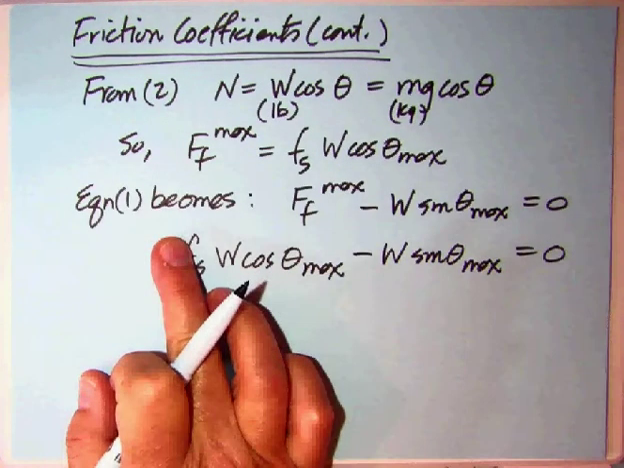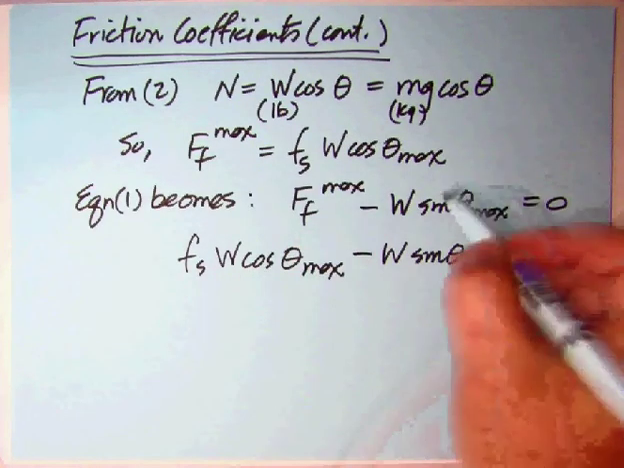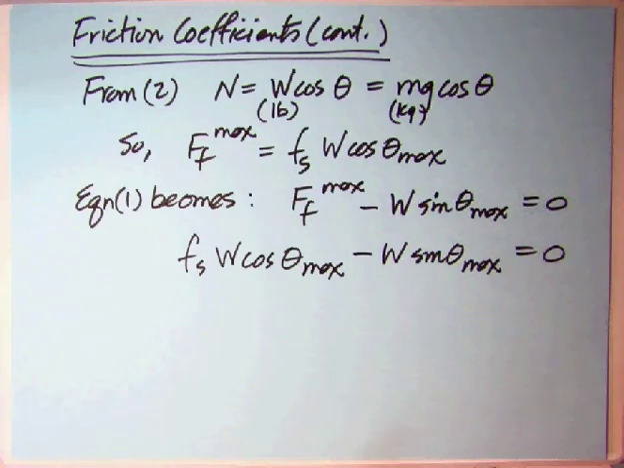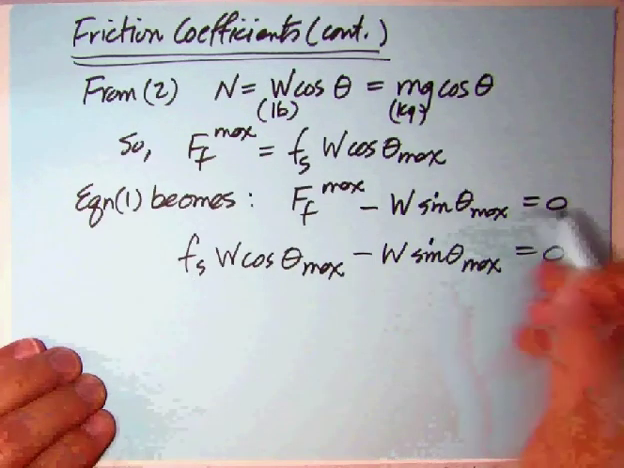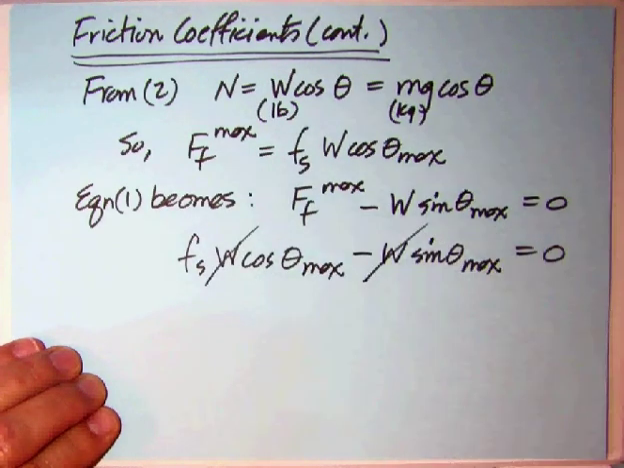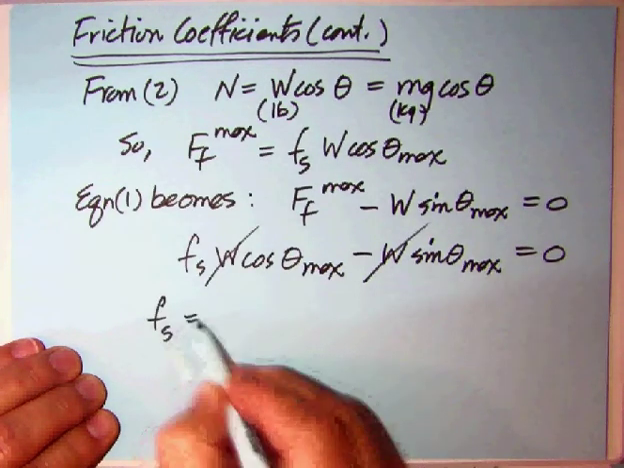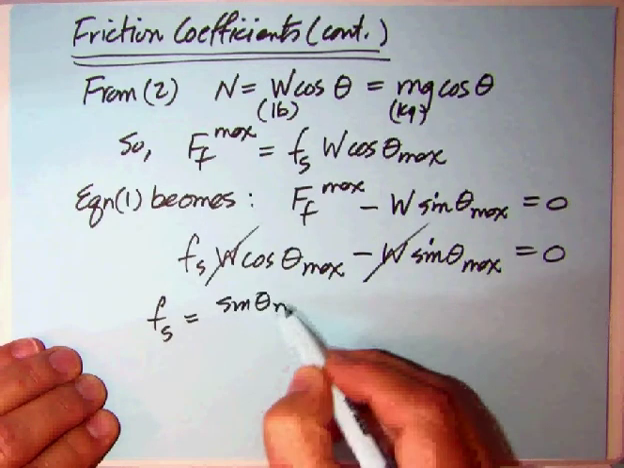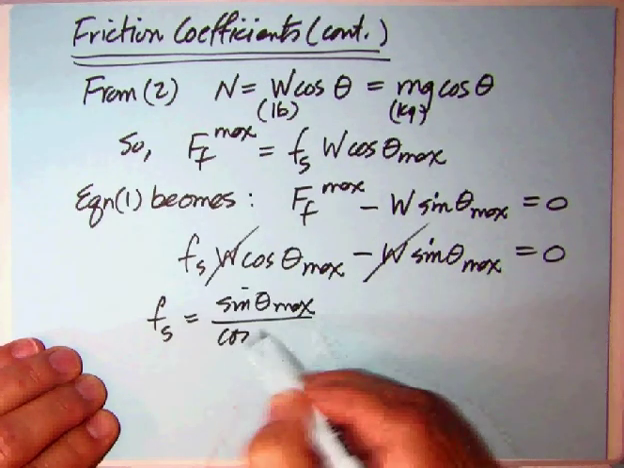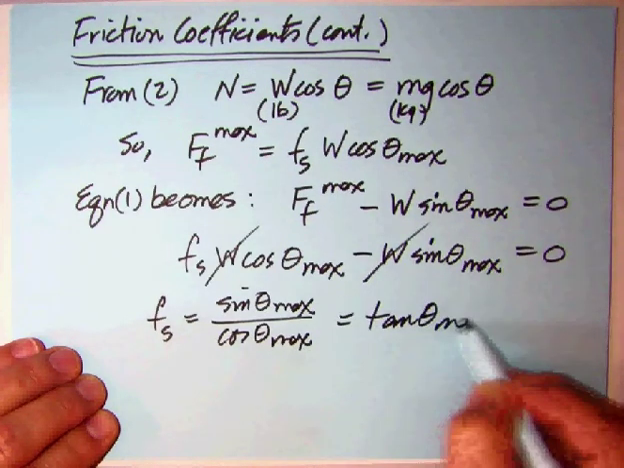So then equation 1 becomes, instead of just being friction force, it's now friction force max minus W times sine theta max, not just theta, sine theta max. So if we substitute this for friction force max, we end up with Fs W cosine theta max minus W sine theta max. And what's not shown in the MERM, none of this is shown there, but what happens is the W's cancel, and if we rearrange this algebraically, we end up with Fs coming out to be sine theta max over cosine theta max, which of course is equal to tangent theta max, and that's what we've been after.